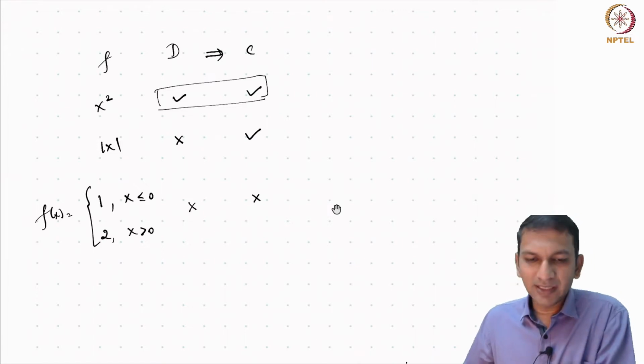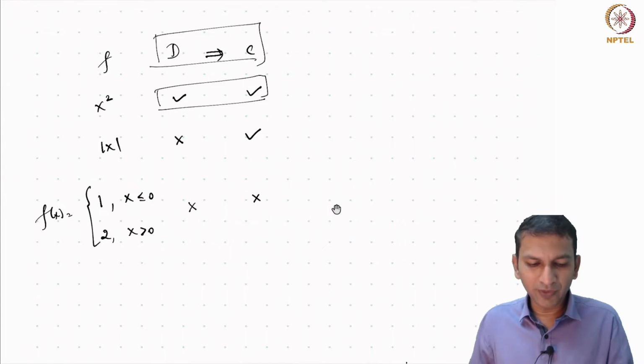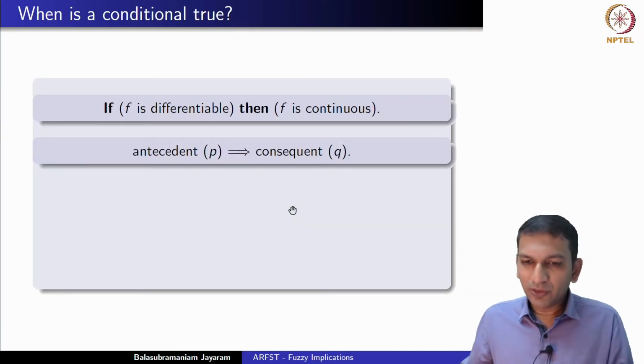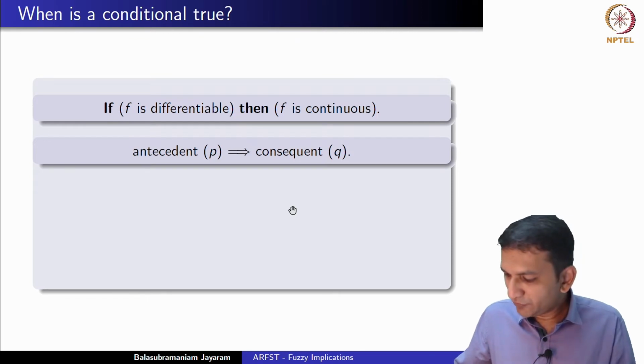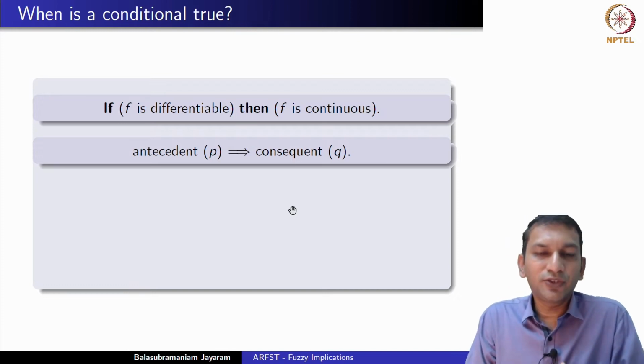Now, does this example contradict the statement differentiability implies continuity? Once again, it does not. So, the only thing that could contradict this statement is if you could have a function which is differentiable but not continuous. However, we know that such a function on R does not exist.